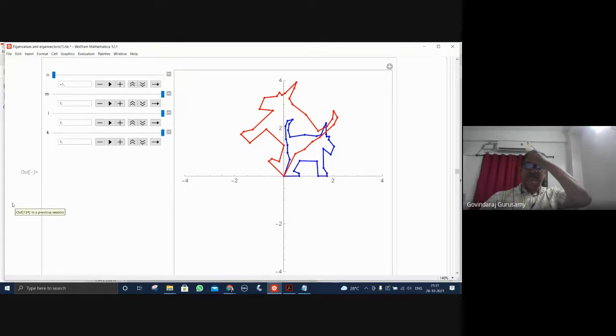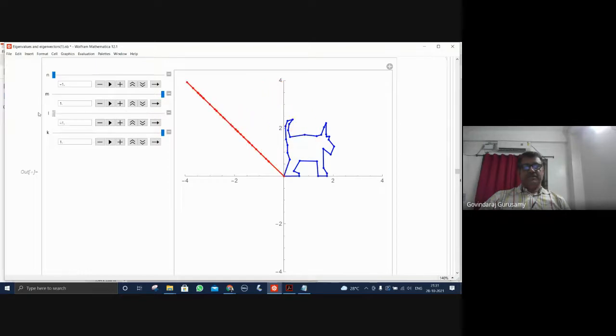Different geometry also can be changed. This is how the transformation takes place. Okay.